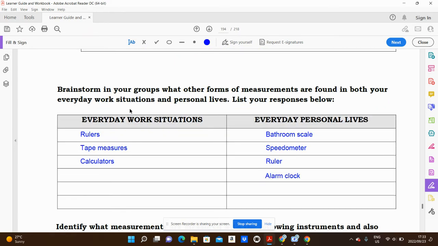Brainstorm in your group, or on your own, what other forms of measurements are found in both your everyday work situations and personal lives. List your responses below. So I didn't give you all the answers here, but I gave you a few, and I want you to list different ones than the ones I have listed as well. So in everyday work situations, we use rulers, tape measures, calculators, and in our personal lives, perhaps the bathroom scale, the speedometer, a ruler, an alarm clock, for example.